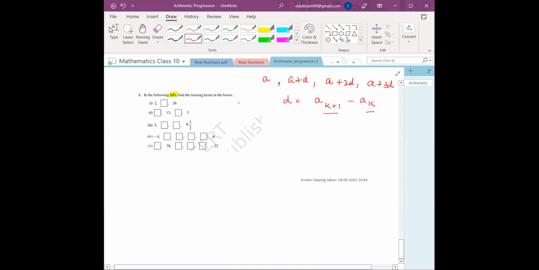So when this is already an AP, the D should be the same everywhere. The difference should be the same. Now, if we do the first one, for example, it is 2. Let the missing term be x, right? We don't know what the missing term is, so let the missing term be x. Okay, so we know that x minus 2 should be equal to 26 minus x, isn't it?